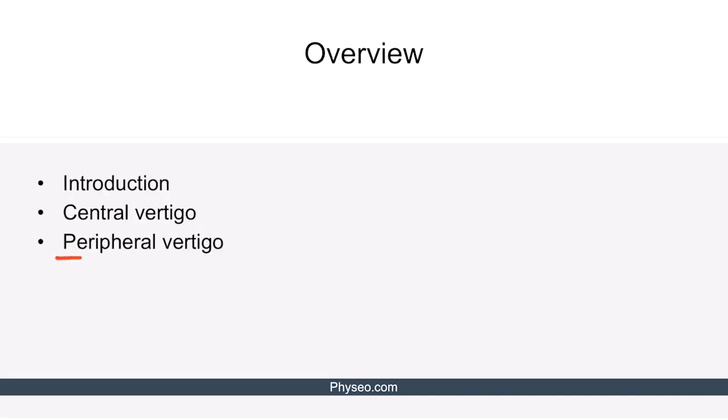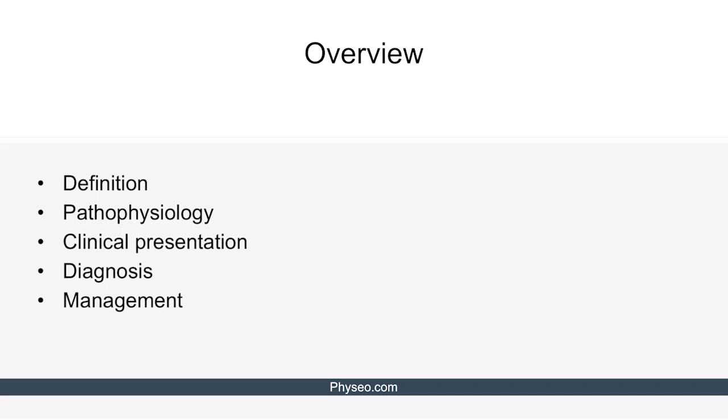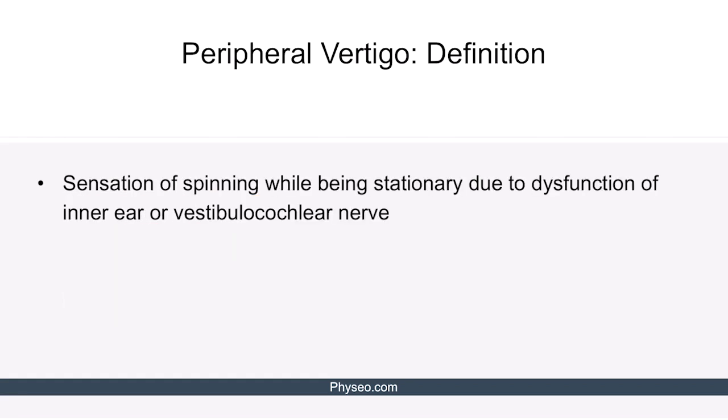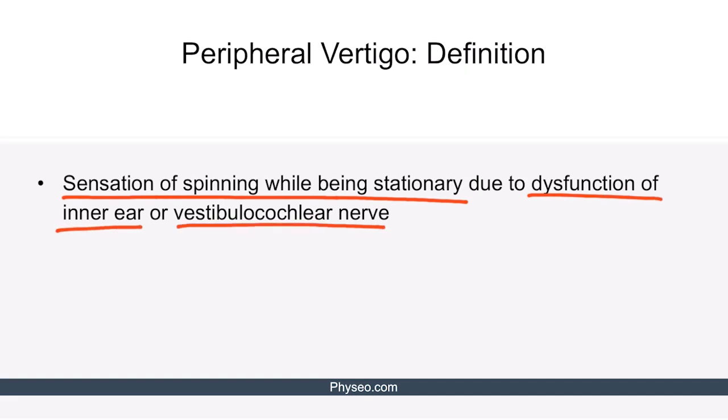Let's move on to peripheral vertigo. We will discuss definition, pathophysiology, clinical presentation, diagnosis, and management of peripheral vertigo. Peripheral vertigo is the sensation of spinning while being stationary due to dysfunction of the inner ear or vestibulocochlear nerve. That is the eighth cranial nerve.